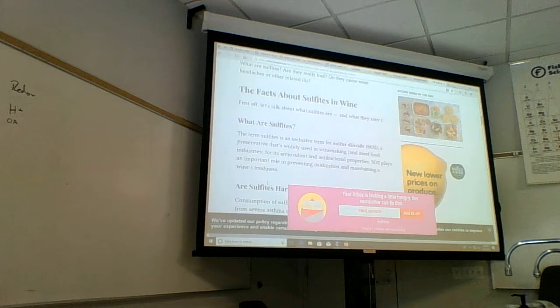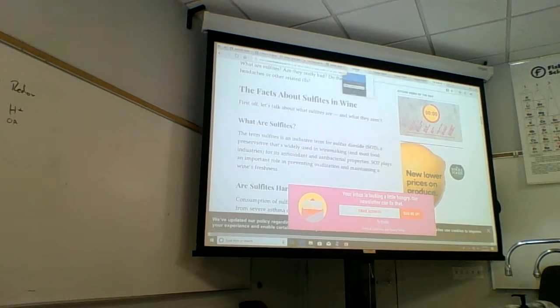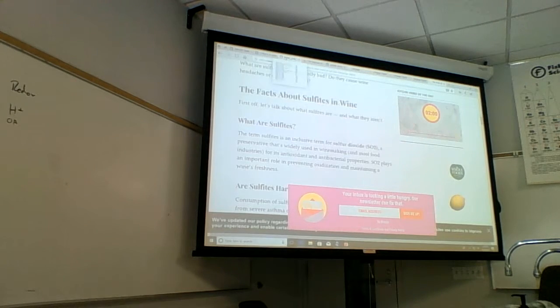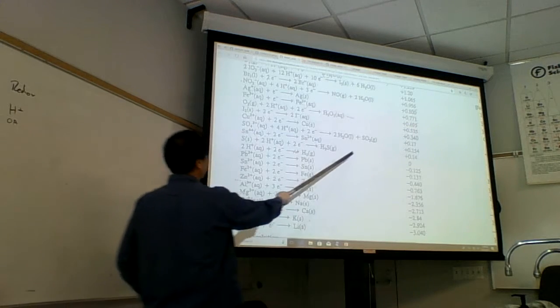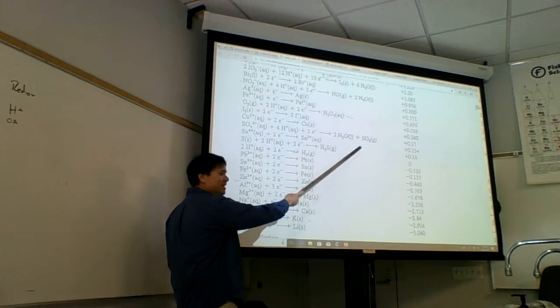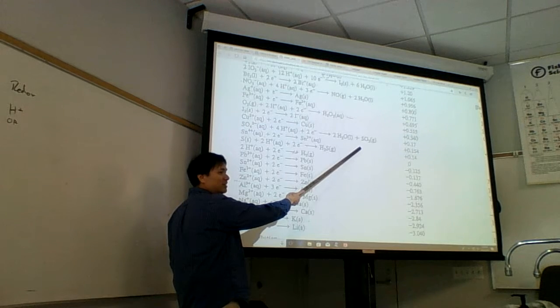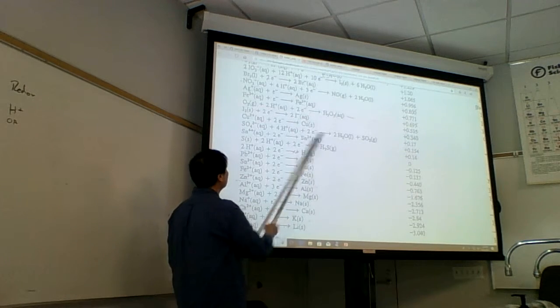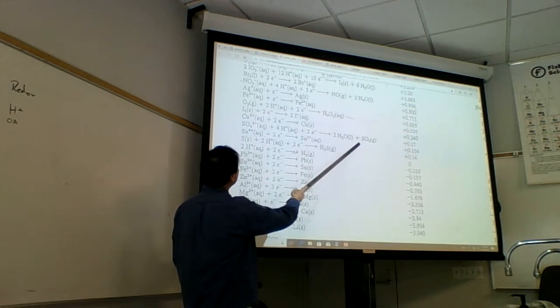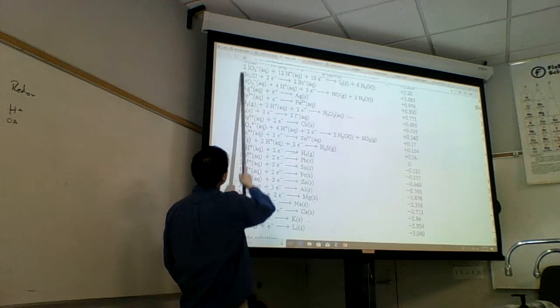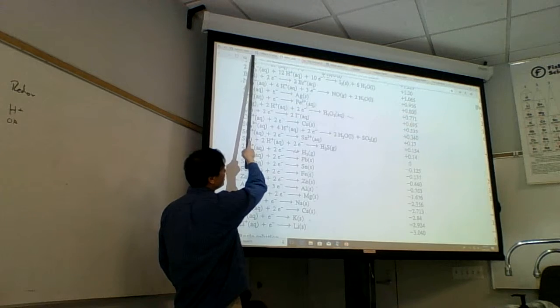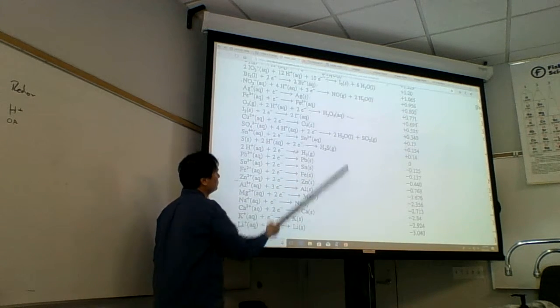This is the antioxidant. But even though it's an antioxidant, is H plus strong enough to oxidize that antioxidant? No, we need a stronger one. Unfortunately, there is a stronger one. What is that stronger one? Oxygen, which is way over here on the left. Here, oxygen has no problem oxidizing SO2.